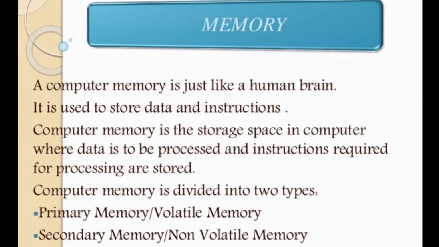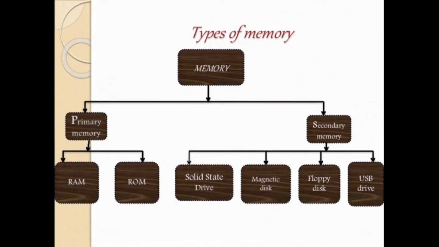Now move to the next topic, that is types of computer memory. Let's see in this picture, that is types of computer memory. There are two types of computer memory. First is primary memory and second is secondary memory. Primary memory is also known as internal memory and secondary memory is also known as external memory. Okay. So let's explain about these memories in detail.